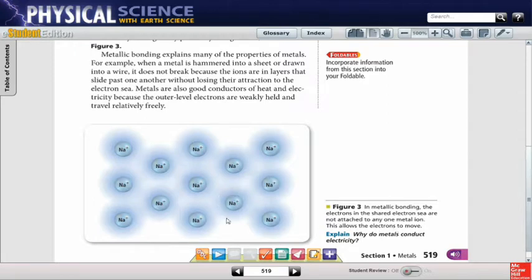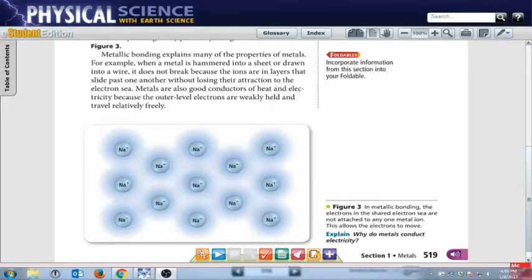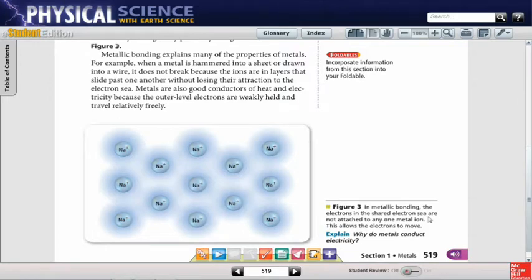So you can see the kind of light blue cloud here. Let's pretend that's where the electrons are. And they kind of move together. Okay, so these are kind of moving together. And it says here that in metallic bonding, I'm going to read it again, the electrons in the shared electron sea. Oh, they're calling this a sea of electrons, kind of like icebergs in the middle of a sea. The electrons in the shared electron sea are not attached to one metal ion. Okay, so these aren't attached. They're kind of floating around.